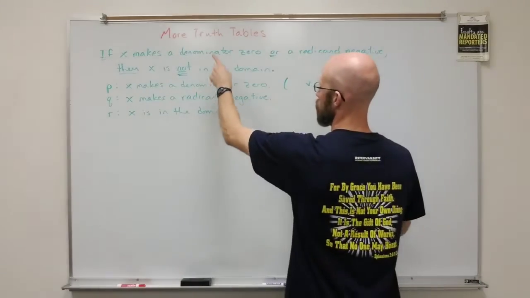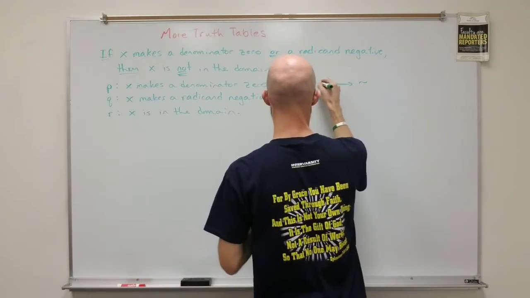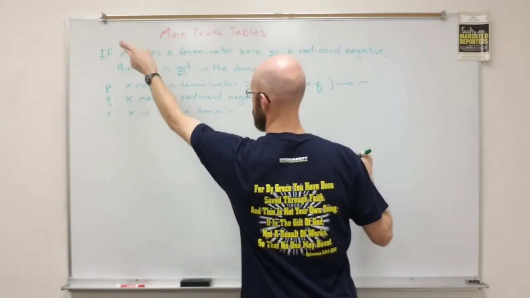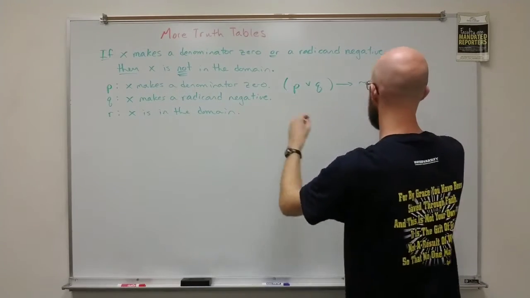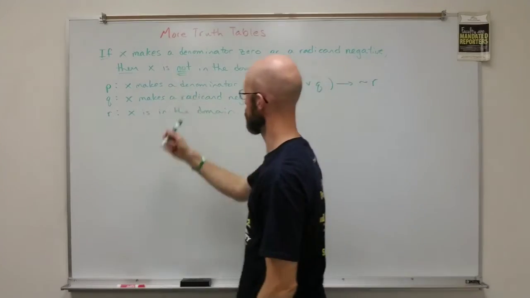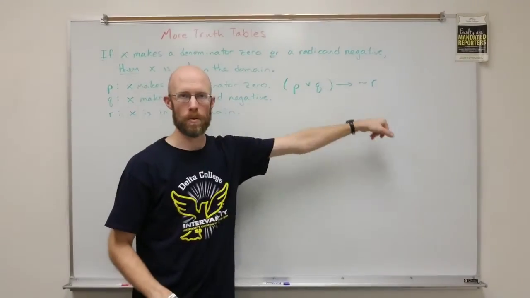So then let's put the P, Q, and R in there. P or Q, and then if P or Q, then not R, right? X is not in the domain, so that's not R. Okay, so that's symbolically what we're looking at.